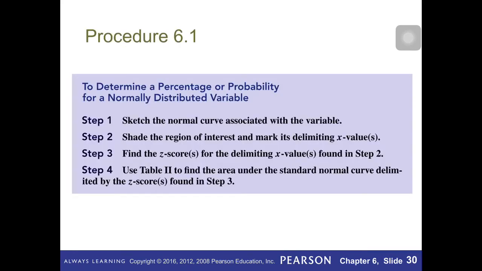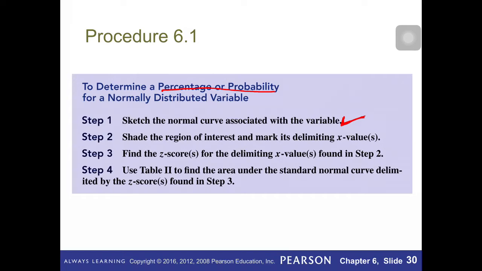So let's start. To determine the percentage or probability, which are the same thing as area, for normally distributed variables, there are a few steps I have mentioned here. You don't need to follow these steps, but until you have mastered this section, it's better to follow them. First, sketch the normal curve associated with the variable. I think this is really important. It doesn't matter what stage you are in, try to sketch that normal curve.